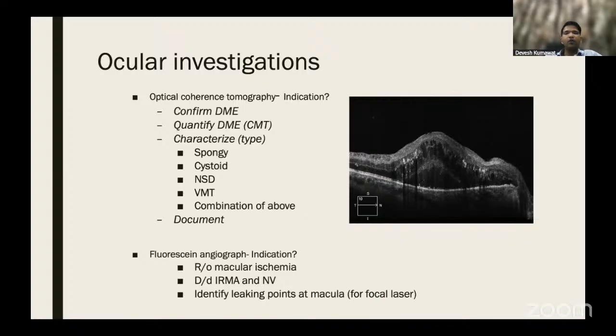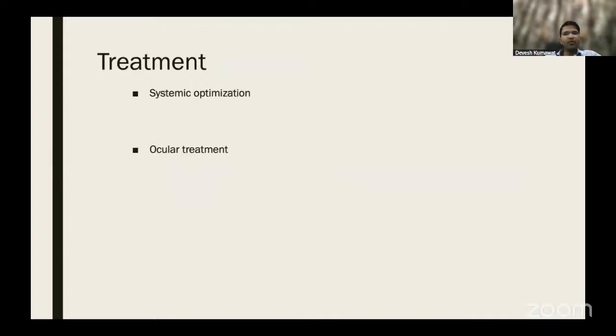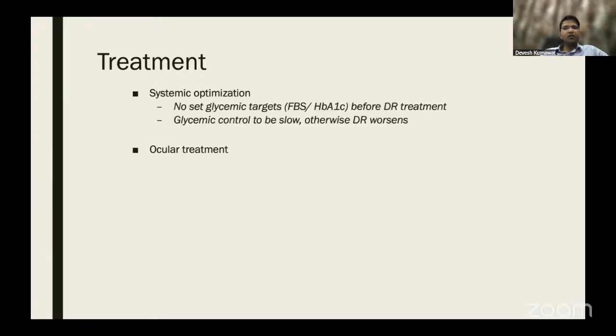So then fluorescent angiography might not be required for that purpose. Now, coming to the treatment, you have to comment upon the systemic optimization of the patient before jumping on to the ocular treatment, that the patient's glycemic target should be achieved.